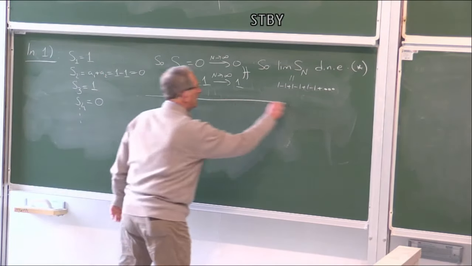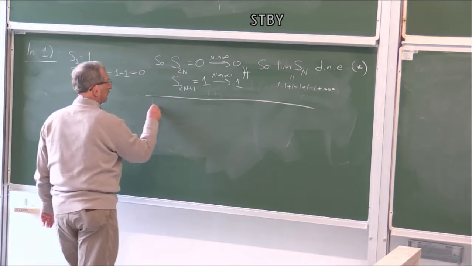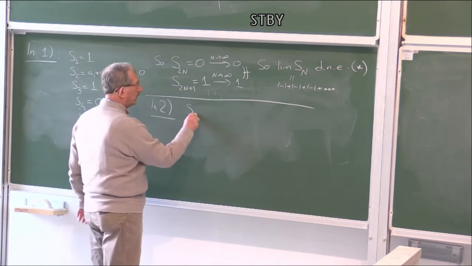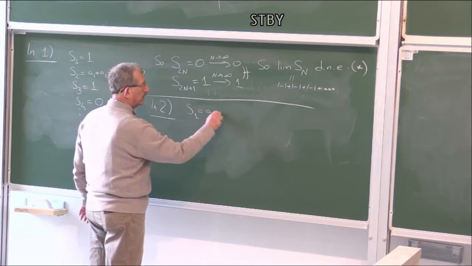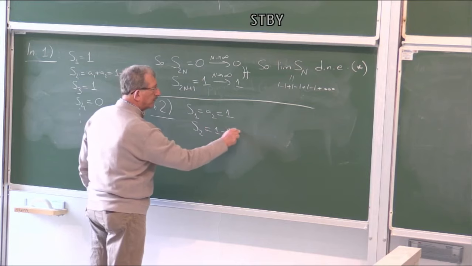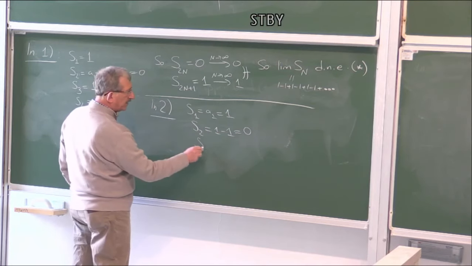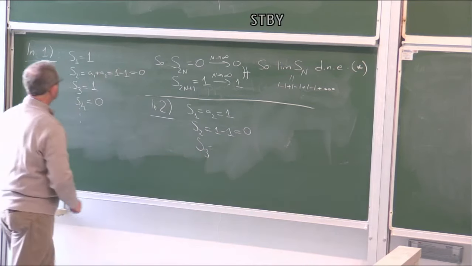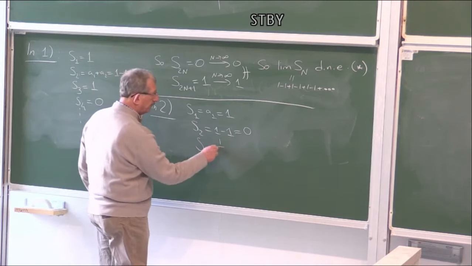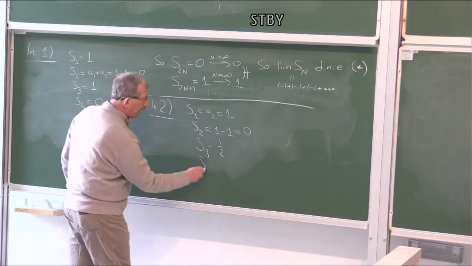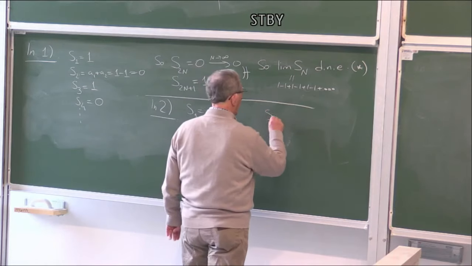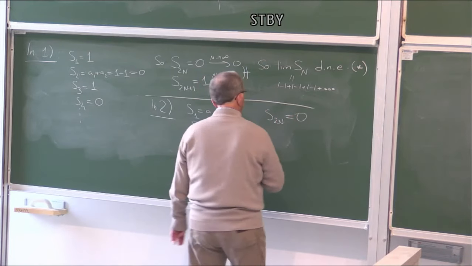Now, for example 2. Let us look at S1. That's A1. That's 1. S2, that's 1 minus 1. That is 0. S3, that's the third term in the sum. That would be 1/2. S4 would be 0. You can continue. S2n would be 0.